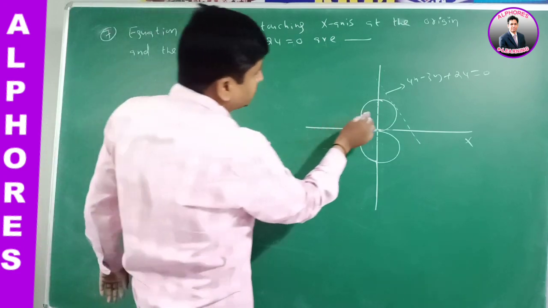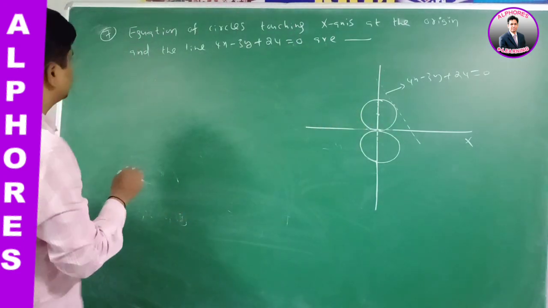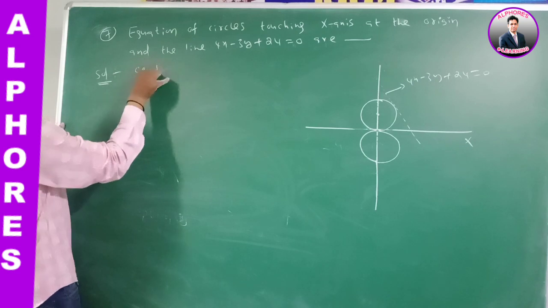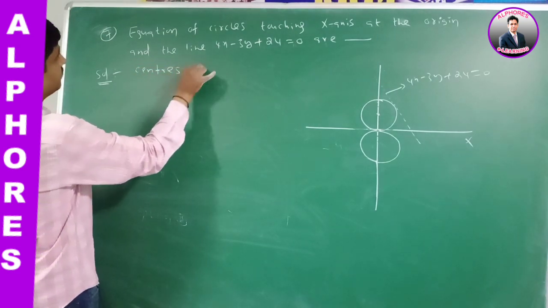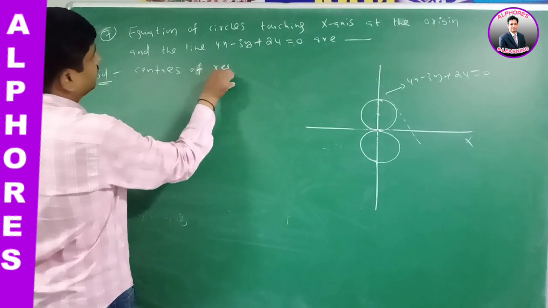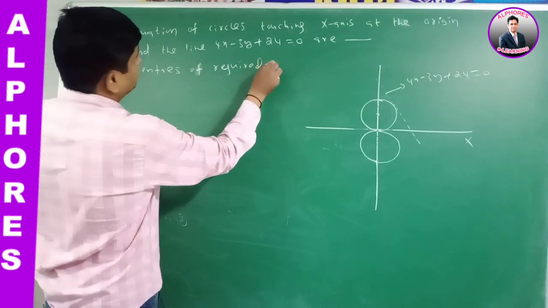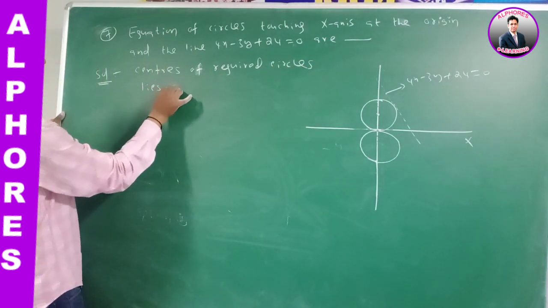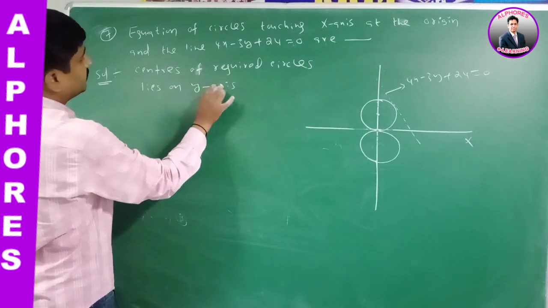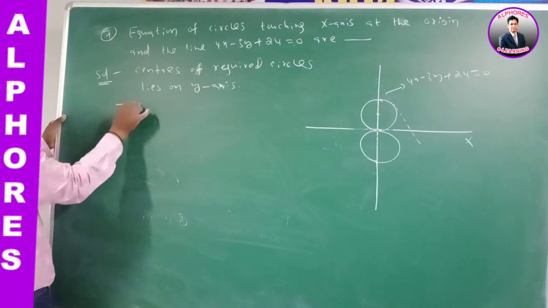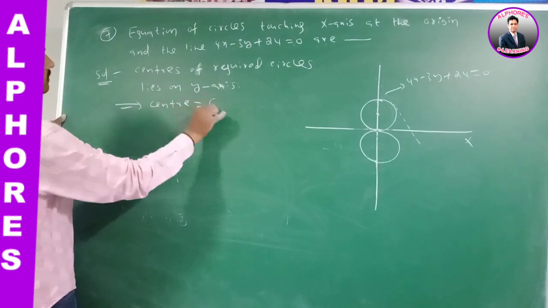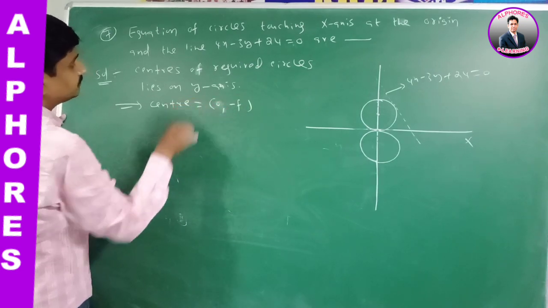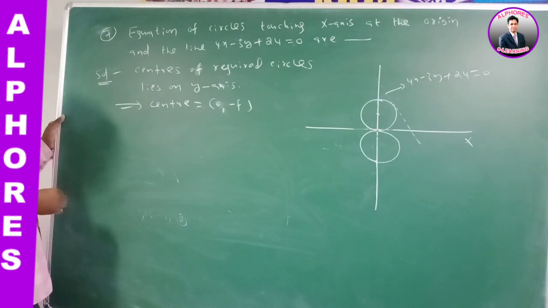In this case, the center must lie on the y-axis. Centers of required circles lie on the y-axis. Lies on the y-axis implies center equal to 0, minus f. Here centers of required circles are 0, minus f.